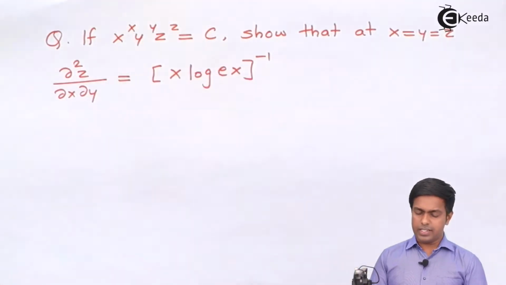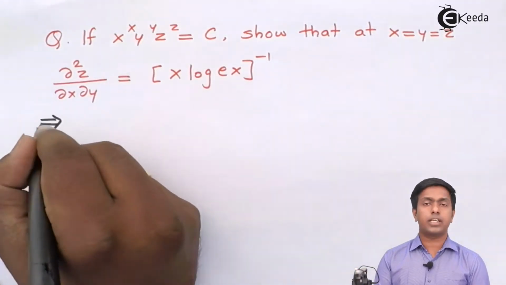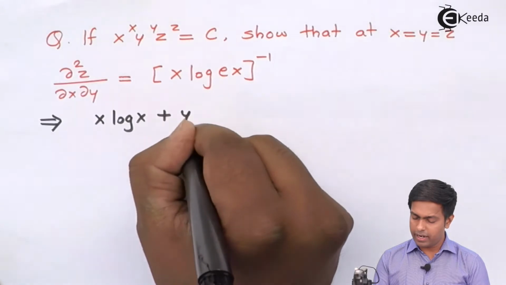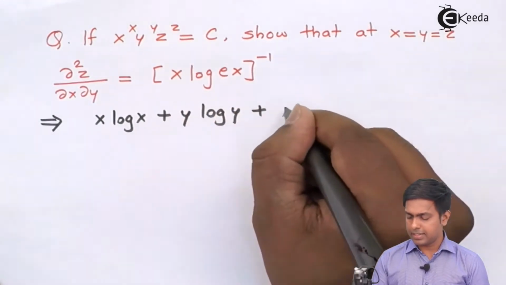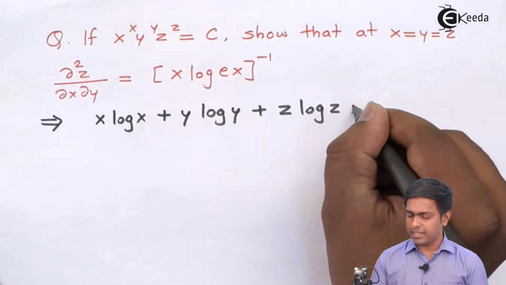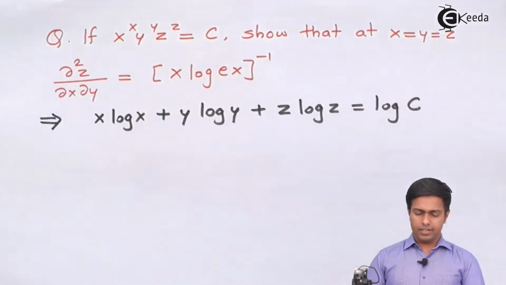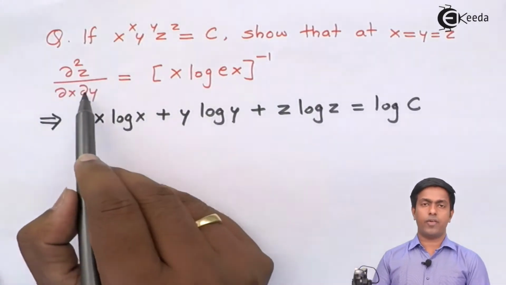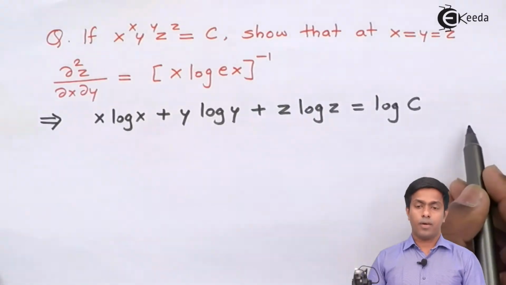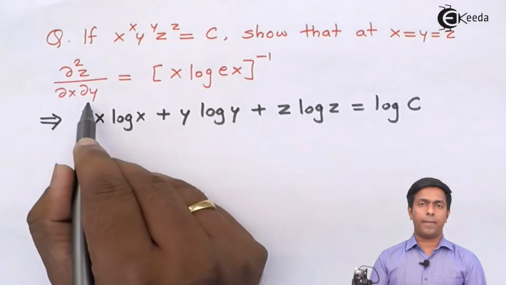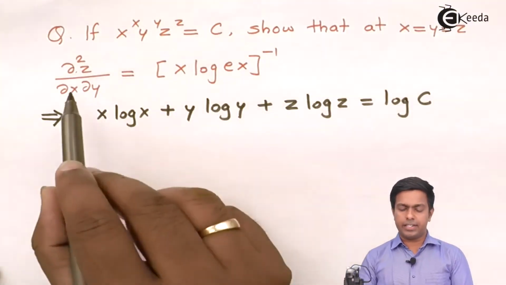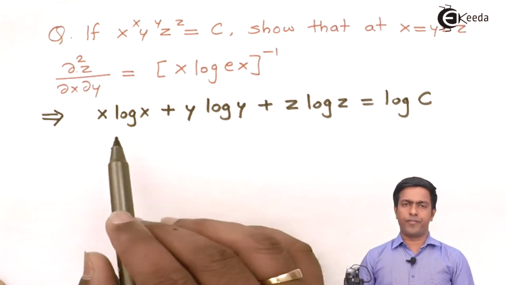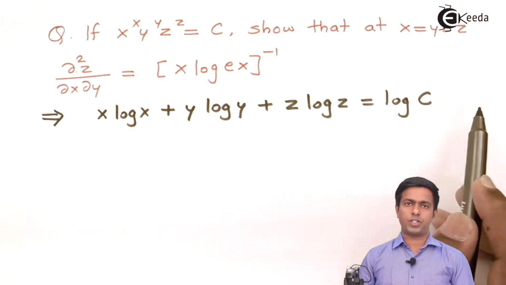So here, taking log on both sides, we will get x log x plus y log y plus z log z is equal to log of c. Now guys, we can solve this. So to get the value of del square z by del x del y, first of all I'll differentiate this equation with respect to y. Now guys, to get the value of del square z by del x del y, what we'll do is differentiate this equation with respect to x partially.